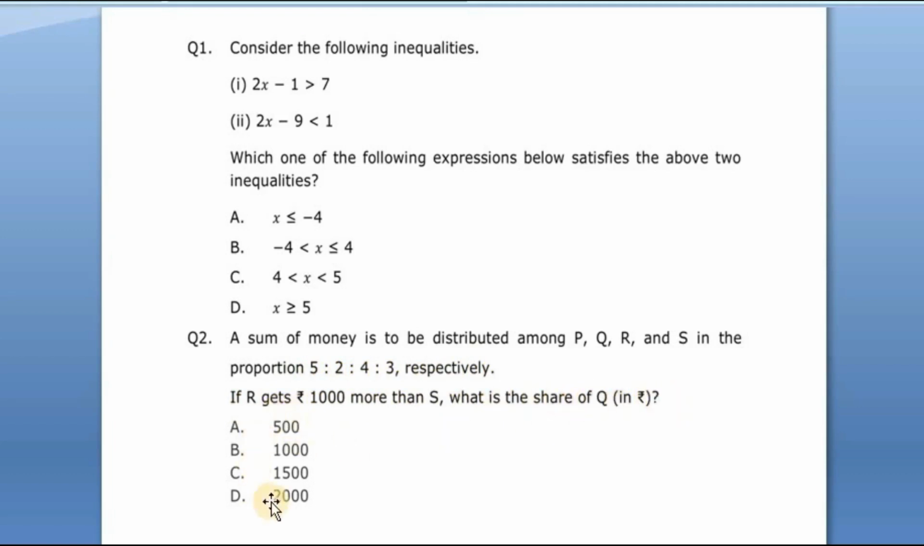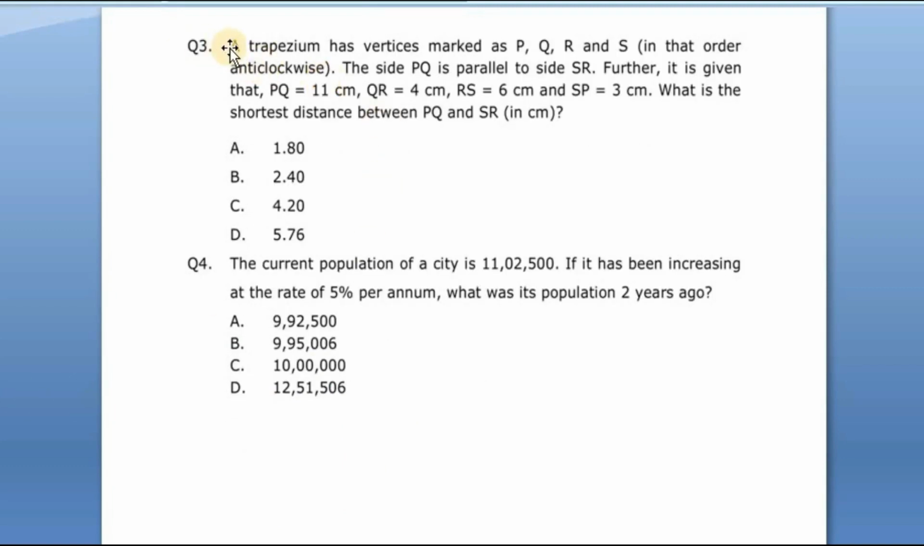Next, third question: a trapezium has vertices marked as P, Q, R and S in that order anticlockwise. The side PQ is parallel to side SR. Further, it is given that PQ is equal to 11 cm, QR is equal to 4 cm, RS is equal to 6 cm and SP is equal to 3 cm. Then what is the shortest distance between PQ and SR?